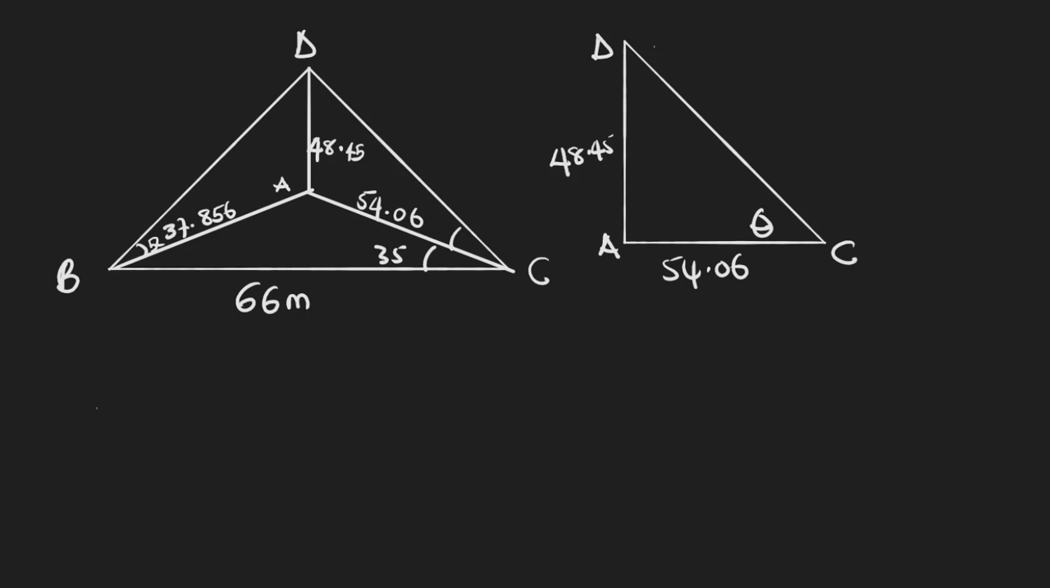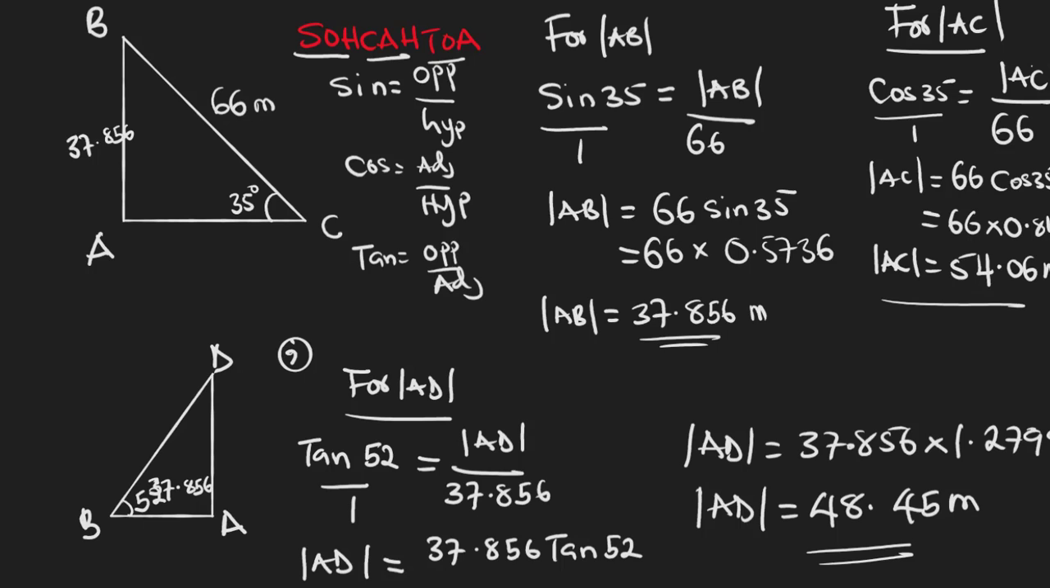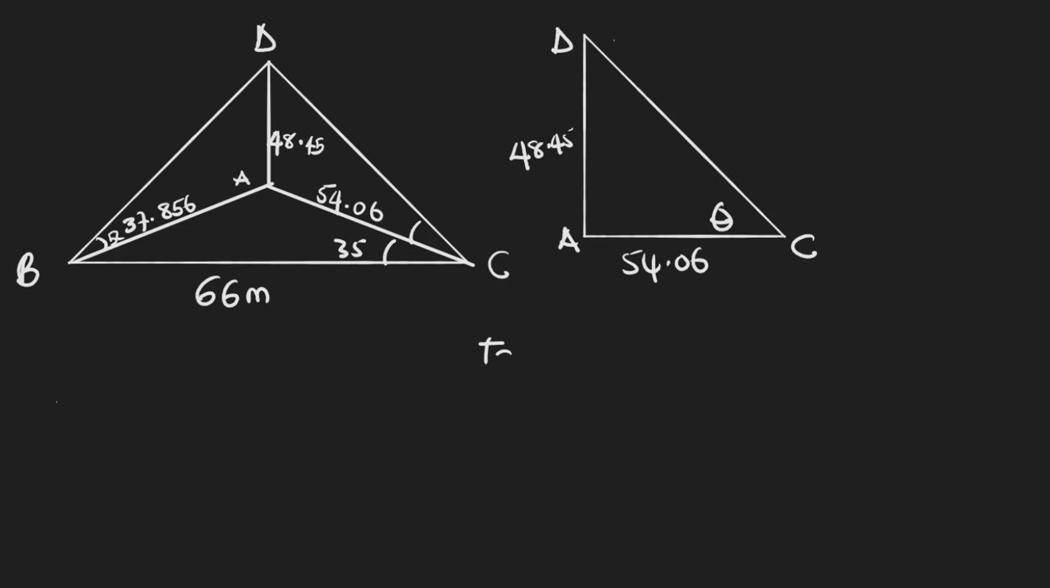So how are we going to calculate it? We're going to use the relationship between opposite and adjacent, which is tan. Tan is opposite over adjacent. So we're going to say tan theta, since we don't know the angle, is equal to opposite over adjacent. Our opposite is 48.45, and our adjacent is 54.06. Cross multiply, and we have 54.06 times tan theta.